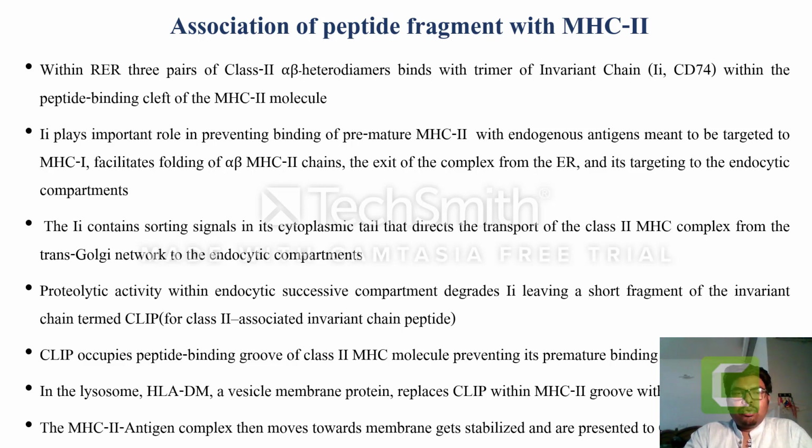To do this, within the rough endoplasmic reticulum, the class 2 alpha beta heterodimer binds with invariant chain within the peptide binding cleft of class 2 MHC molecule. Invariant chain plays an important role in preventing the binding of premature class 2 MHC molecule with endogenous antigens meant to be targeted to class 1 MHC molecules. Also, the invariant chain facilitates the folding of alpha beta chains of class 2 MHC molecules and the exit of the properly assembled complex from the endoplasmic reticulum, and its targeting to endocytic compartments wherein they will be primed by the processed antigens.